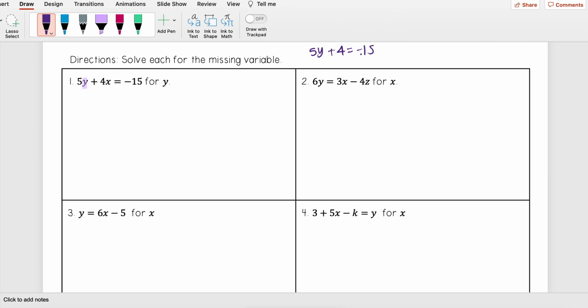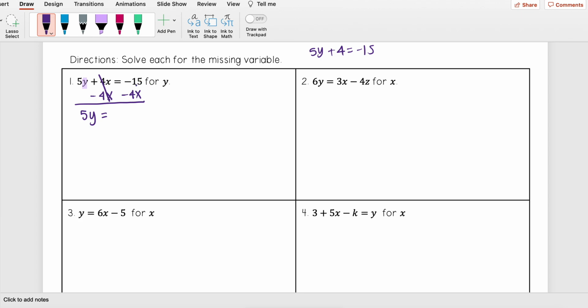If I were to solve this for y, I would subtract the 4 first. I'm going to do the same thing here. I'm always going to move whatever is being added or subtracted first. I want to subtract 4x from both sides. So I have 5y on the left-hand side. Now here we need to be careful.